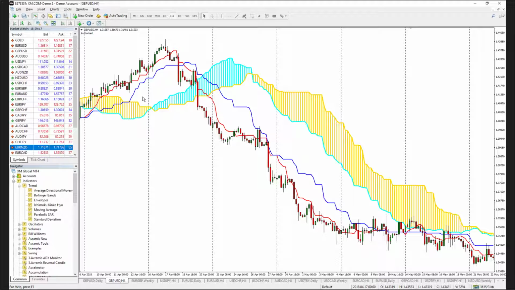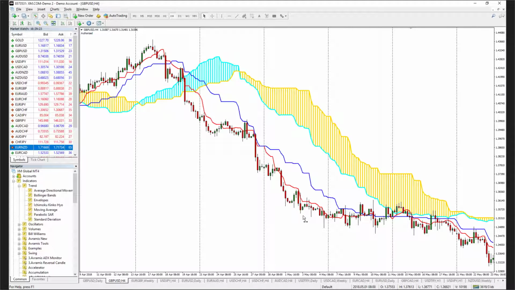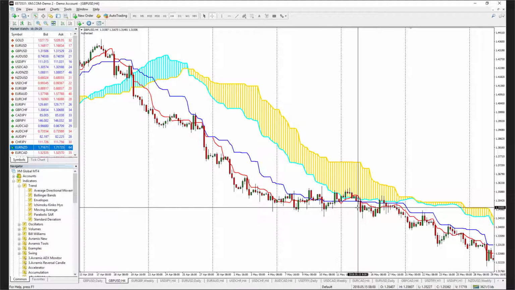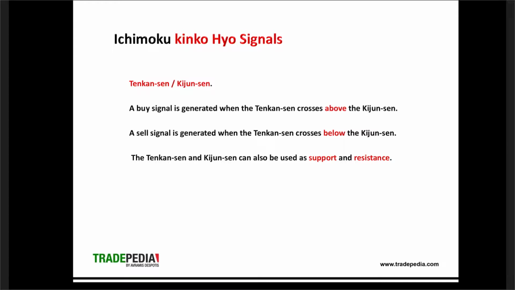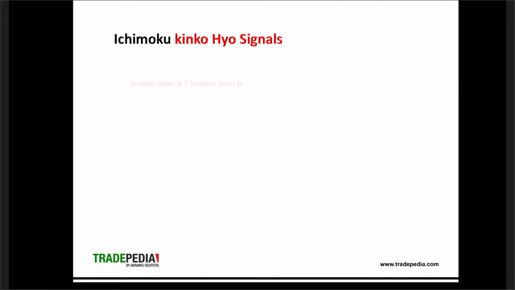Now, of course, out of those 3 signals, perhaps the more significant one or the stronger one would be the signal of the double crossover. So when the red and the blue line cross over. Yes? All right, so there are our first three indications as far as the Ichimoku.